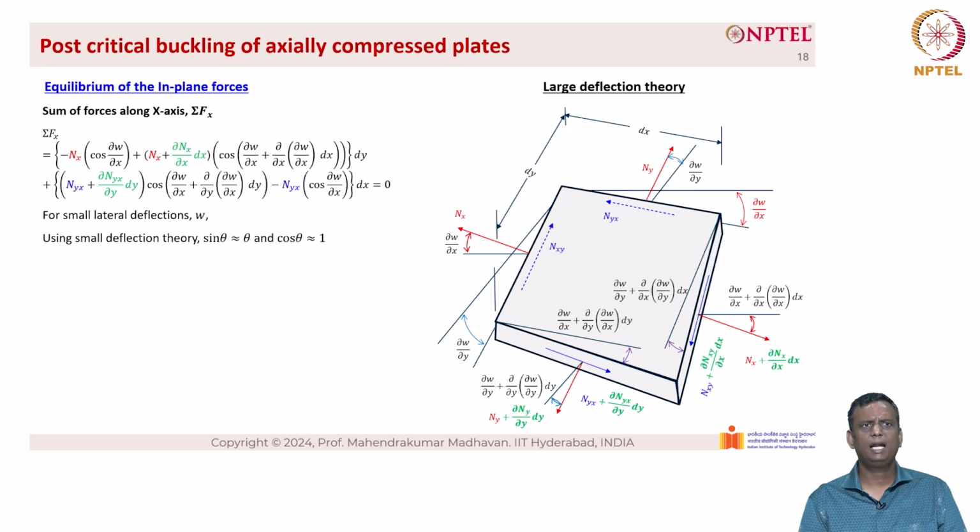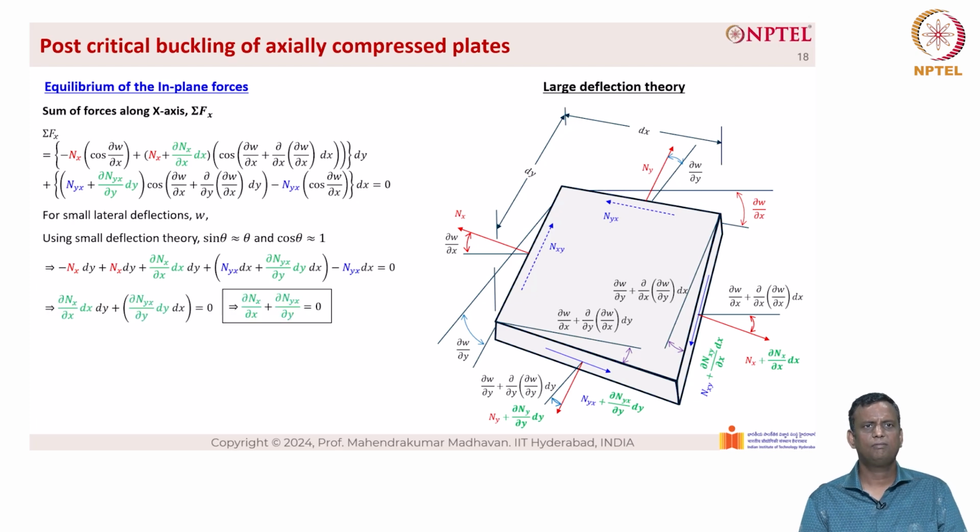So for small lateral deflections w, we know that using small deflection theory, sin theta equal to theta and cos theta equal to 1. So we can simplify this further. When we do so, we have minus Nx into dy plus Nx into dy plus ∂Nx/∂x into dx into dy plus Ny into dx plus ∂Nyx/∂y into dy into dx minus Nyx into dx equal to 0. So this can again be simplified. We can get the value ∂Nx/∂x plus ∂Nyx/∂y is equal to 0.